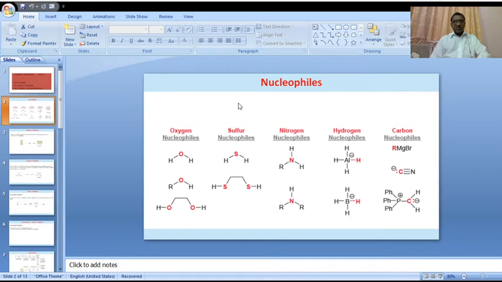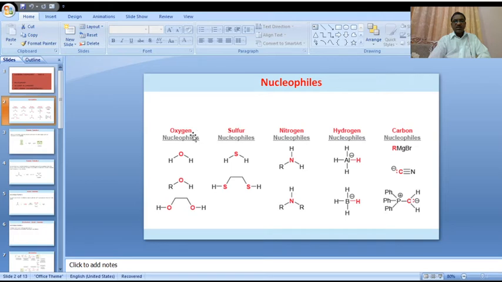In this part, first, these are all the various types of nucleophiles: oxygen atom containing nucleophiles, sulfur nucleophiles, nitrogen nucleophiles, hydrogen atom containing nucleophiles, carbon nucleophiles. These are the various types of nucleophiles. We will discuss them clearly once again.